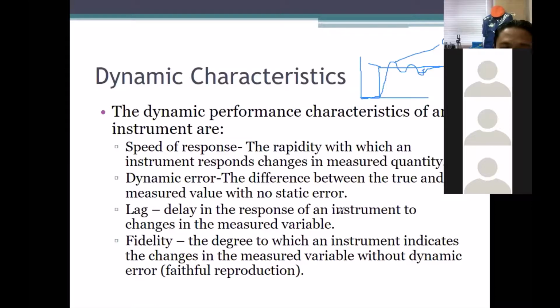And then the dynamic error is the difference between the true and measured value. For example, this one we call the steady state error, that means this value. This is the expected value here. This one we call the dynamic error. And then lag means the delay. We have the delay in the response here. So this is what we call the characteristics of the dynamic response.